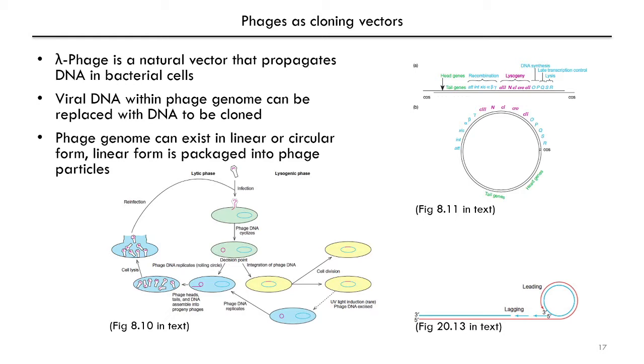A very efficient way of getting DNA into cells is to use bacteriophage, the viruses that infect bacteria. Phage viruses are highly evolved to introduce their own DNA into bacteria. We can regard them as efficient DNA injection machinery. The idea is that you can replace some of the viral DNA with the DNA that you want to propagate.